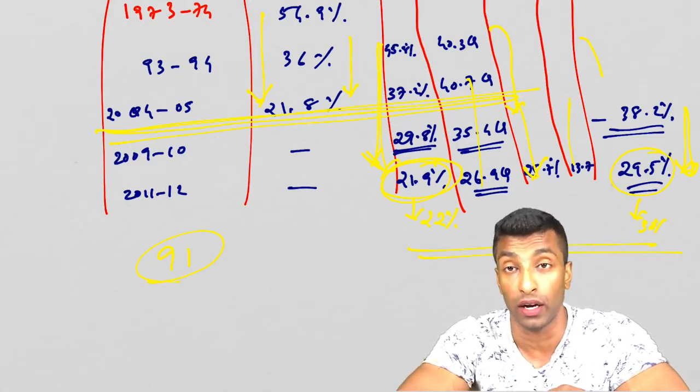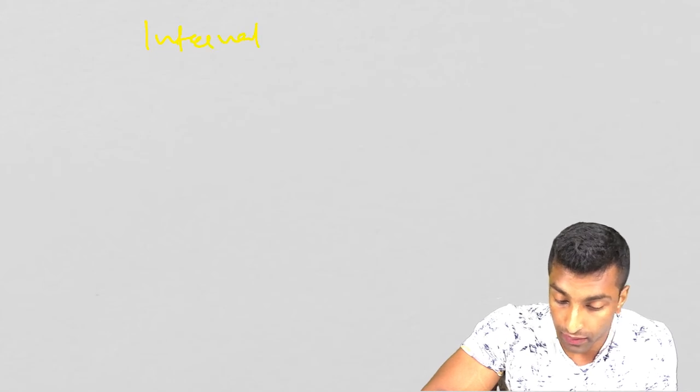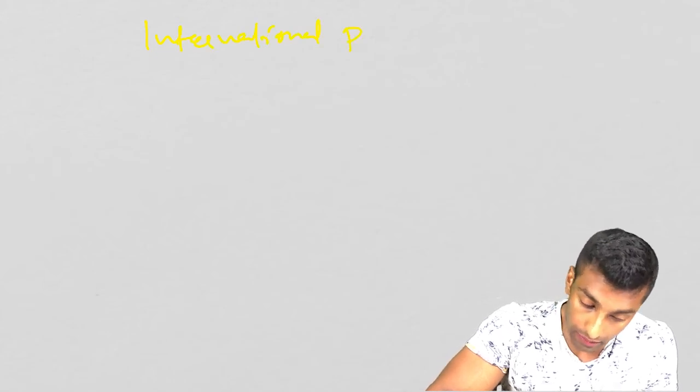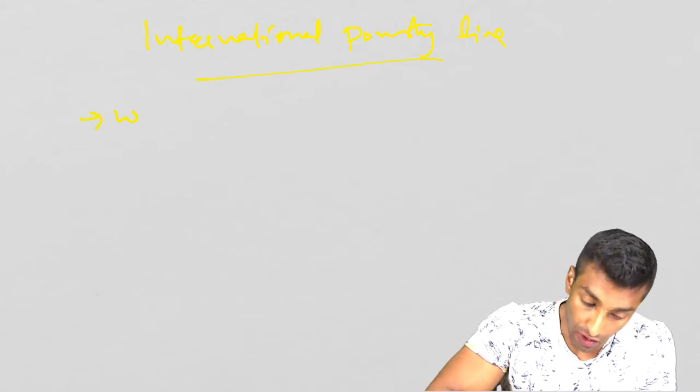When we talk about the unemployment situation also, I'll tell this. Okay, so I hope you understood. The next important concept that we need to discuss is the international poverty line. Who measures this? It is measured by the World Bank.